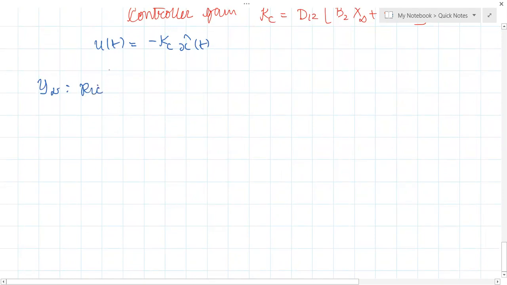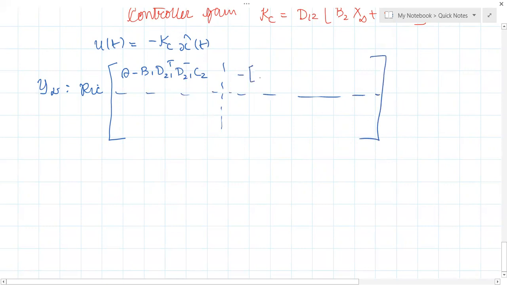Let me write it here. The Riccati equation will be like this: A minus B1 D21 transpose D21 bar C2, minus C2 transpose D21 bar C2 minus gamma raised to minus 2 C1 transpose C1, and minus B1 bar transpose, and this will be minus of A minus B1 D21 transpose D21 bar C2 transpose.